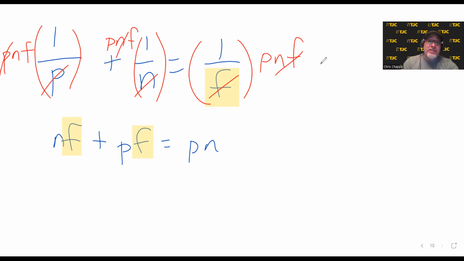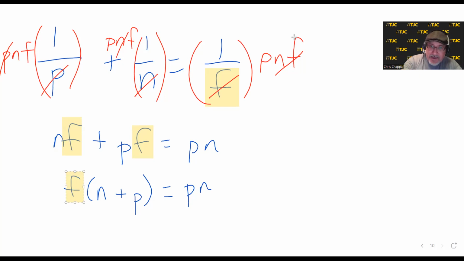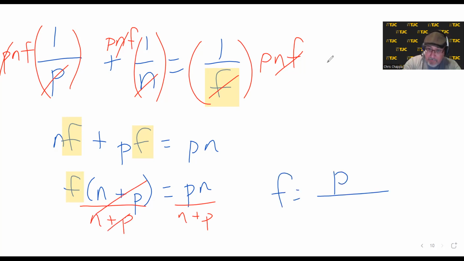What that allows you to do is factor out an F as a common factor on the side that has all the F terms. Everybody gives up their F. That leaves us with N plus P. We still have P times N on the right. But now notice that the only reason my F is not by itself is that it is multiplied by something, and I know how to get rid of things that are multiplied. I divide. It just so happens the thing it's multiplied by is an entire addition problem. So divide both sides by the entire addition problem, and we end up getting F equals a fraction with PN on top and N plus P on the bottom.